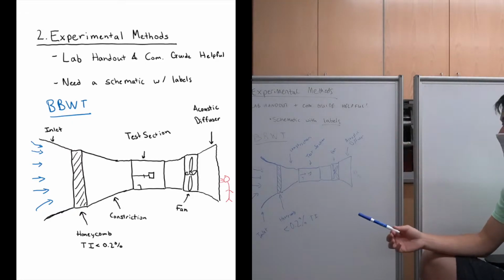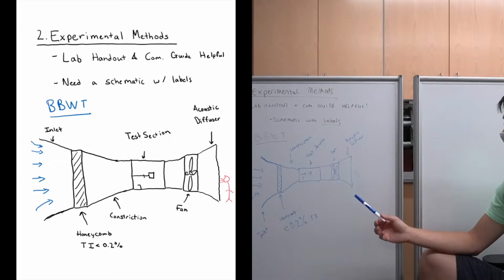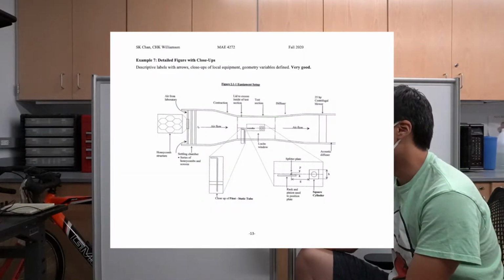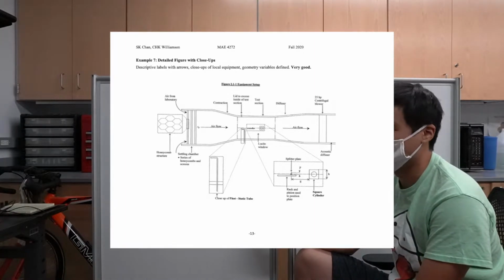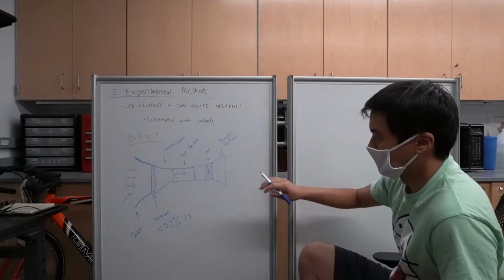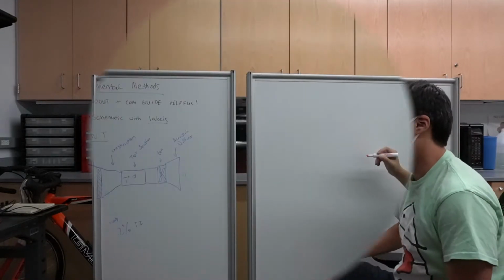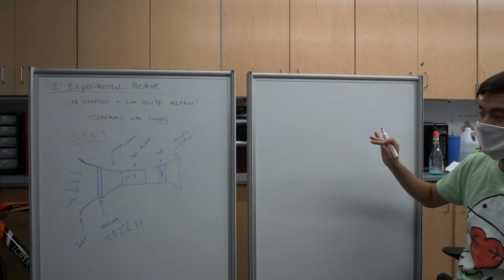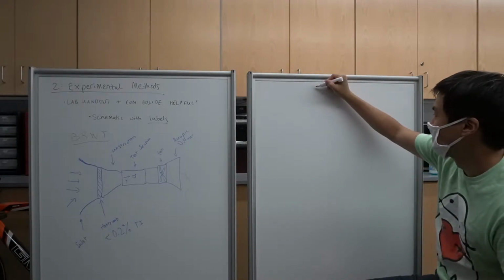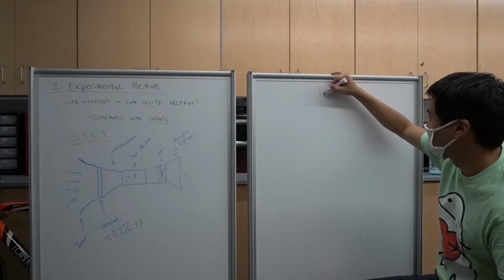In this section, like Sarah said earlier, the communication guide is very helpful because there's a schematic of the wind tunnel in that, which has all of these components and then some. And you're going to want to include a schematic with labels of this. Now we're going to go into more detail about the test section. You're also going to need this schematic in your lab report as well.